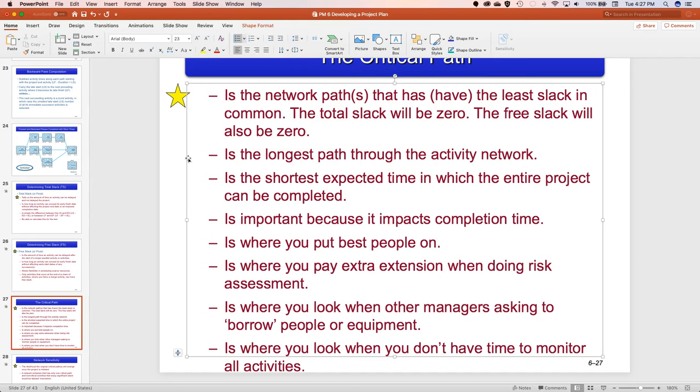Now, the critical path is also where you put your best people because it has to be done on time and under budget or the entire project will fall apart. If you have to pay extra, then this is where you're going to put it. If other managers are asking you to borrow equipment or people or whatever, this is where you do not want to give them up. You need to put more people on your team. And if you don't have time to monitor all the activities, look at the critical path and it'll tell you whether you're on time or under budget. Okay? All right.